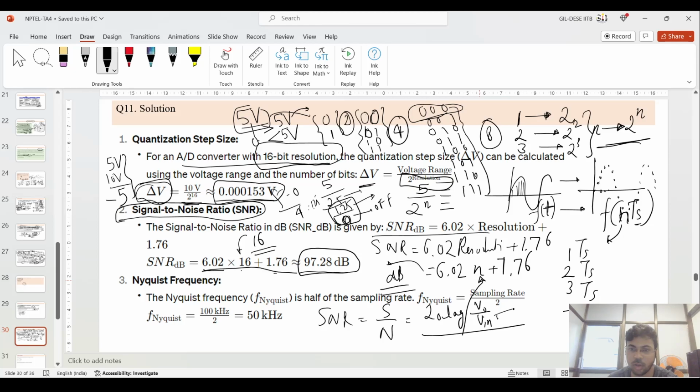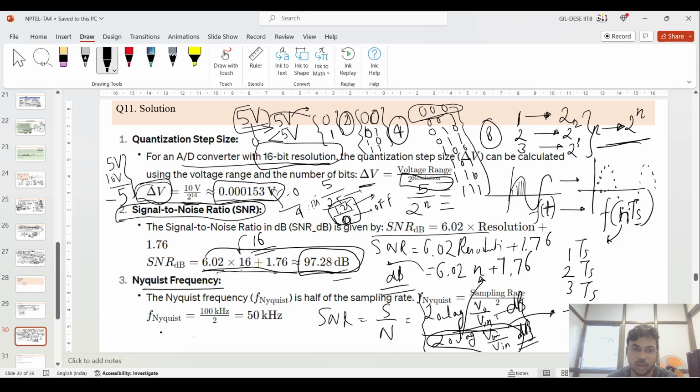Signal is 20 log V output by V input. That is basically what you want. Noise is 20 log of what is undesired divided by the input you are giving. That is the signal to noise ratio in terms of dB. Okay? Are you getting my point? If you convert this ratio into non-dB terms, that has been done in this question itself. From that you can give the answer.